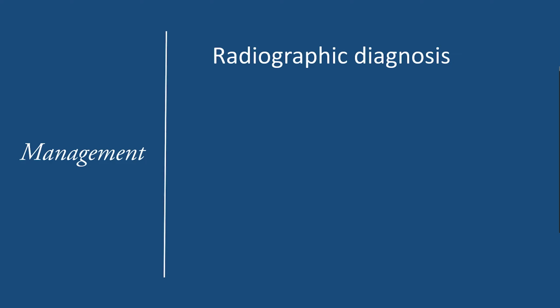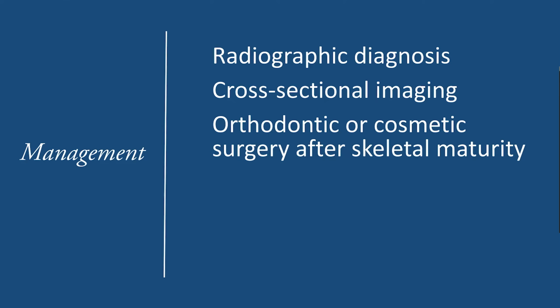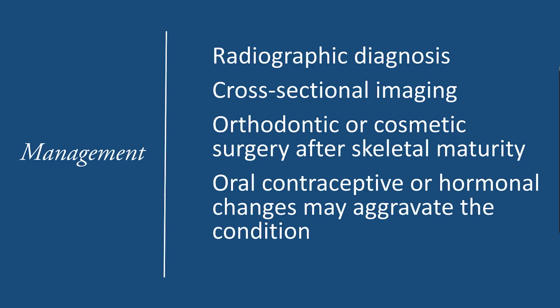If the fibrous dysplasia is in the base of the skull or in the area of neurovascular canals, cross-sectional imaging may be helpful in understanding any compression on the neurovascular canals. For treatment, orthodontic or cosmetic surgery may be needed. These treatments can be delayed until after skeletal maturity, when the growth of the fibrous dysplasia usually slows down. The use of oral contraceptives or hormonal changes may trigger the growth of the fibrous dysplasia again.